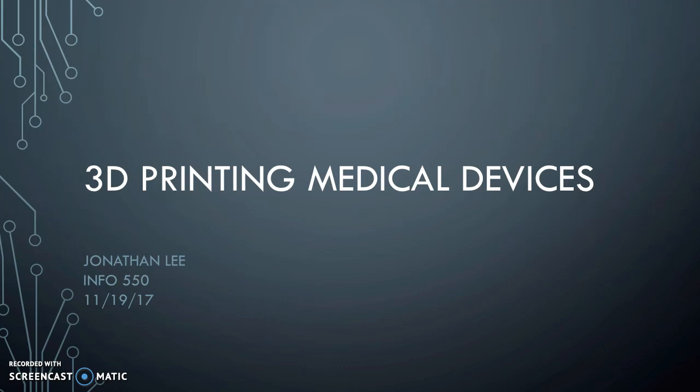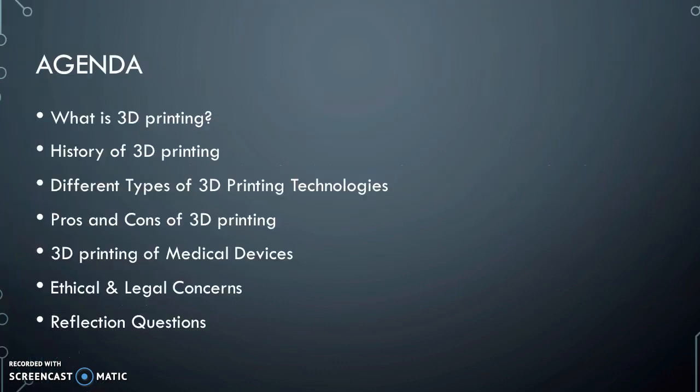If you take a look at the agenda, the first thing we'll be looking at is what is 3D printing, and the differences between additive and subtractive manufacturing. We'll follow that up with a brief history of 3D printing and different types of 3D printing technologies. Next, we'll talk about the pros and cons of 3D printing compared to traditional manufacturing. Then we'll talk about the application of 3D printing in the medical field.